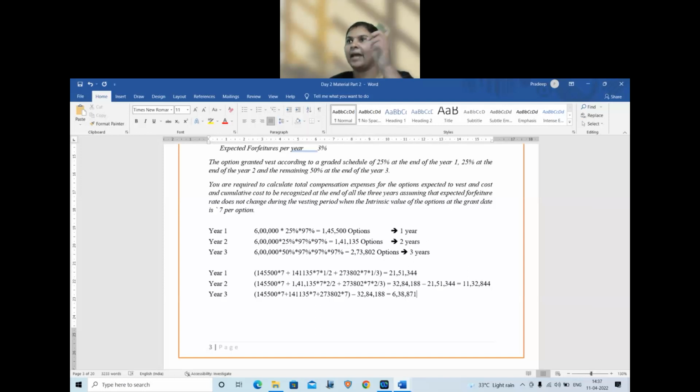So I am repeating the calculation again. Please listen once. Year 1, expenses for year 1, year 2, year 3, whatever we need to take, we have considered. So 145,500 into 7 plus 141,135 into 7 into 1 by 2, proportionate, and 273,802 into 7 into 1 by 3. So the total amount is 2151,344.